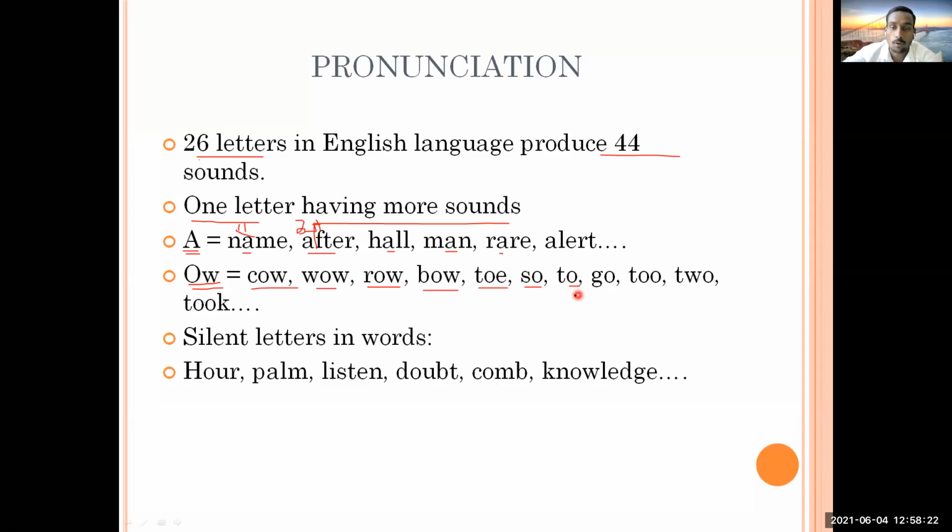Two. Now O is having an O sound also. Go. O sound. Again, you have double O, as in two, which is a two sound. So double O does not mean an O sound here. Now you have WO, two. So again, when we have WO, it is having an O sound, or again the people are getting double O here, and that is an O sound.